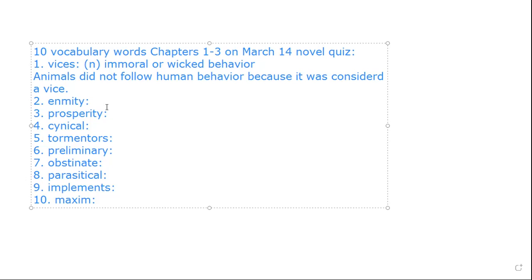The next word that we have here is enmity. Enmity is also a noun. It's the state of being enemies, or the state of being in a hostile or in opposition. Hostility again means when you are in a negative conflict, as to say.